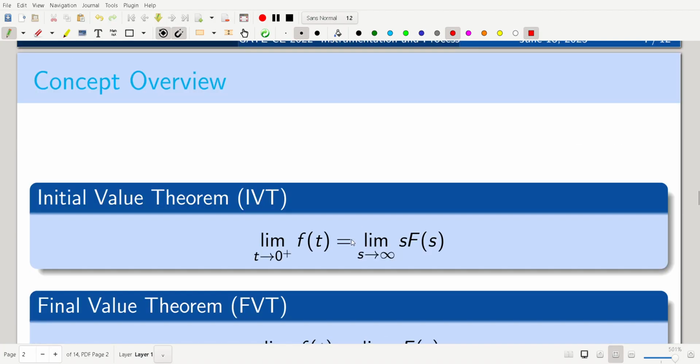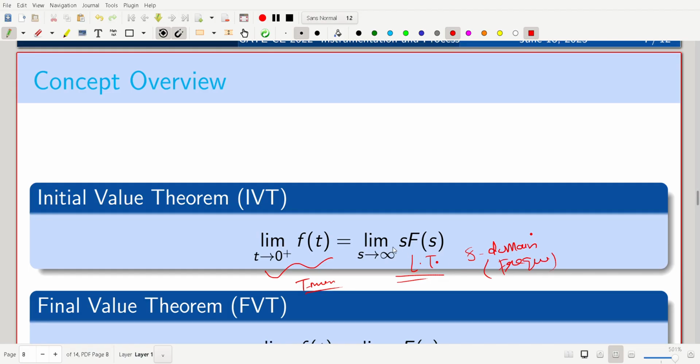Here you can see the concept overview of the initial value theorem: limit of f(t) as t tends to 0 plus, equals the limit as s tends to infinity in the Laplace domain. This is the S domain, and the other is the time domain. If you go deeper, it is basically the complex frequency domain. In control systems we deal with the Laplace domain, so without converting to the time domain, we can directly find the initial value or final value using the initial value theorem or final value theorem.